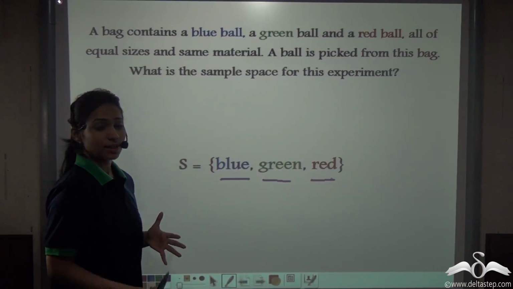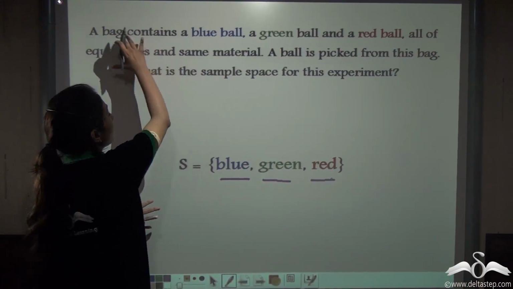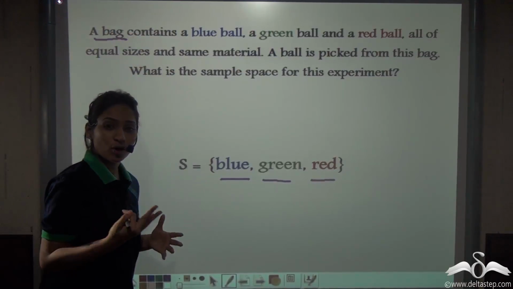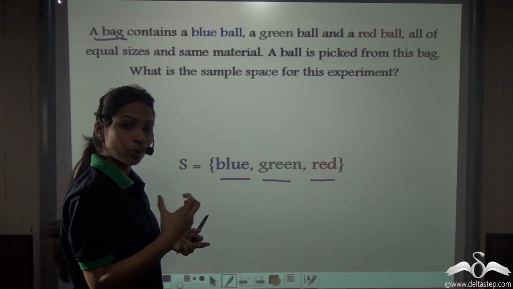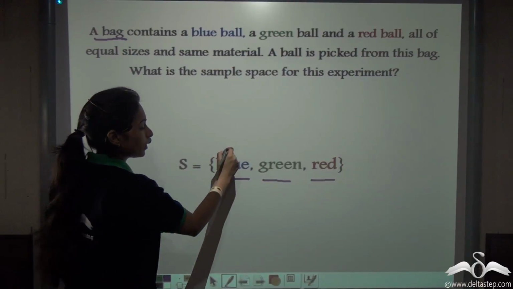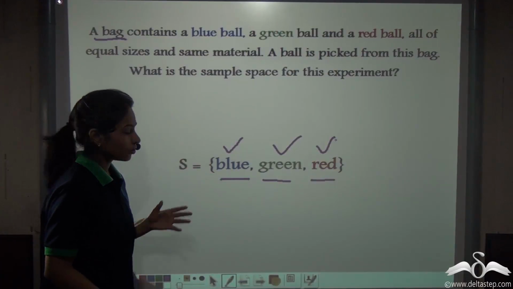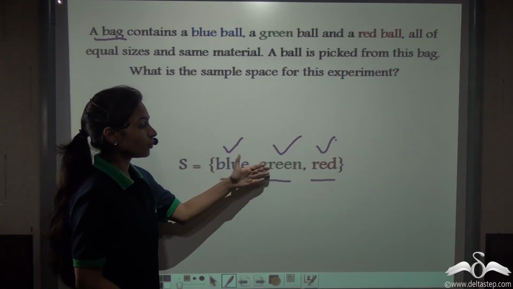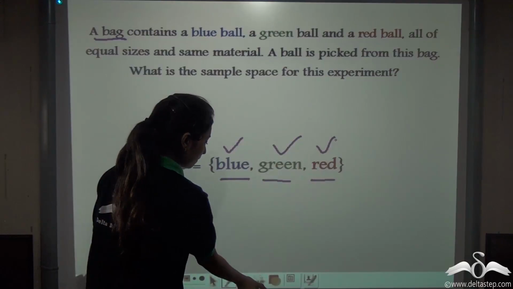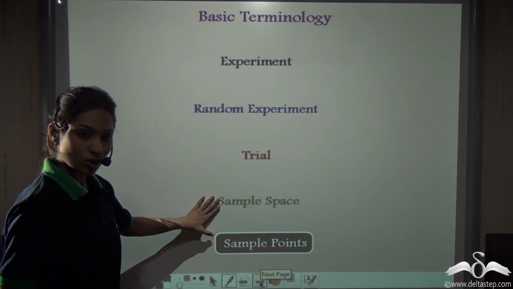Can the sample space include a black ball? Well, no. In my bag, I am having only 3 balls. So I can either take out blue, green, or red. I don't have any other option. So the possible outcomes are only these, not black or any other color. So the sample space will be blue, green, and red. Now you are familiar with sample space also.